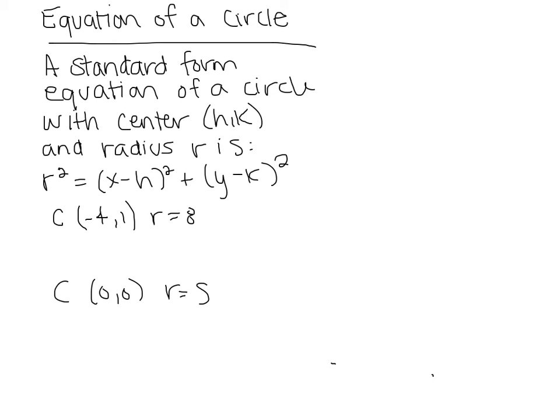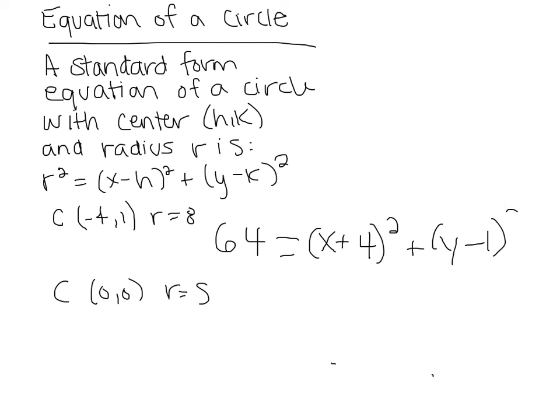A standard form equation of a circle with center h, k and radius r is r squared equals x minus h squared plus y minus k squared. So if you have a circle with center -4, 1, and a radius of 8, your equation will be 64 equals x plus 4 squared plus y minus 1 squared. And if you have a circle with the center 0, 0, and the radius of 5, it will be 25 equals x squared plus y squared.